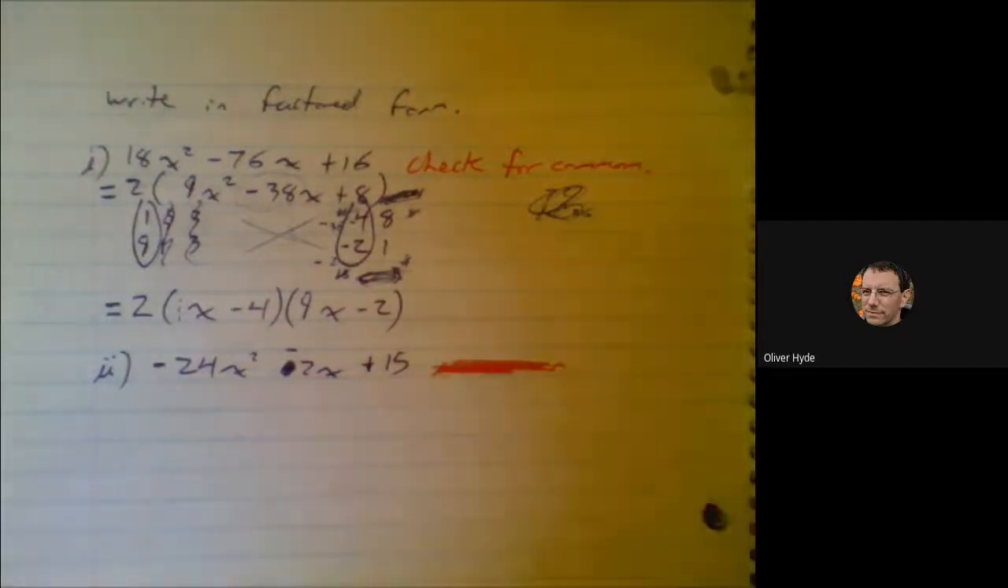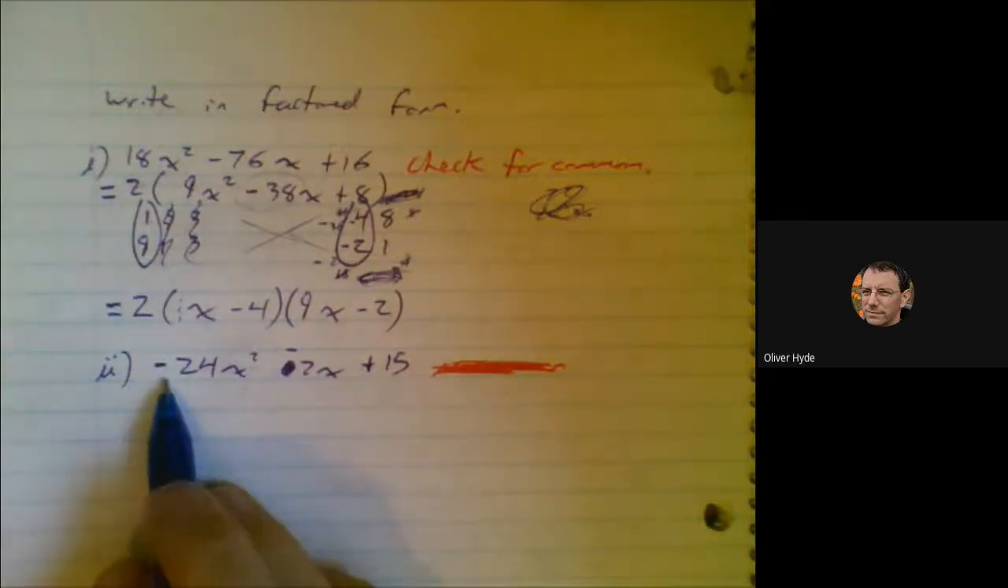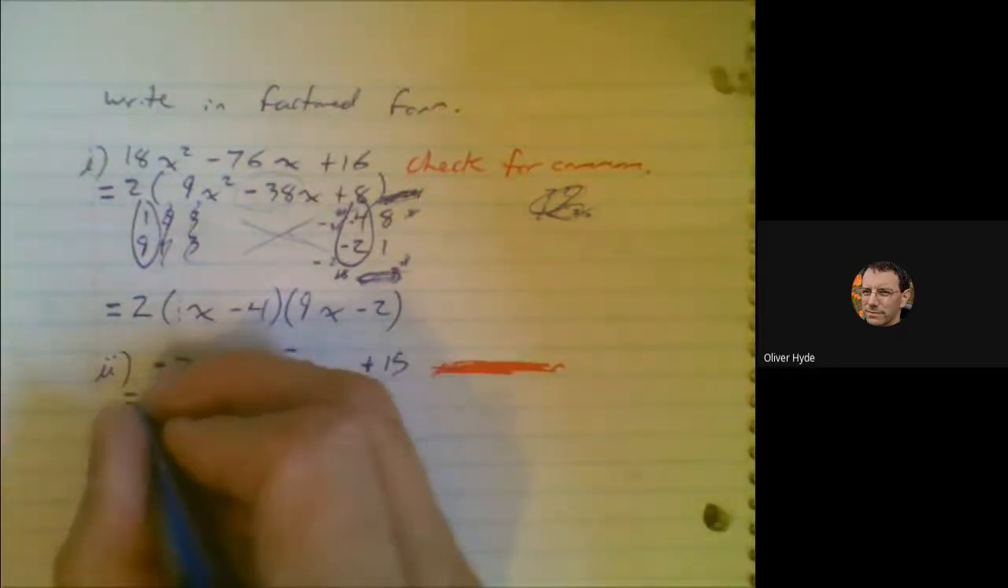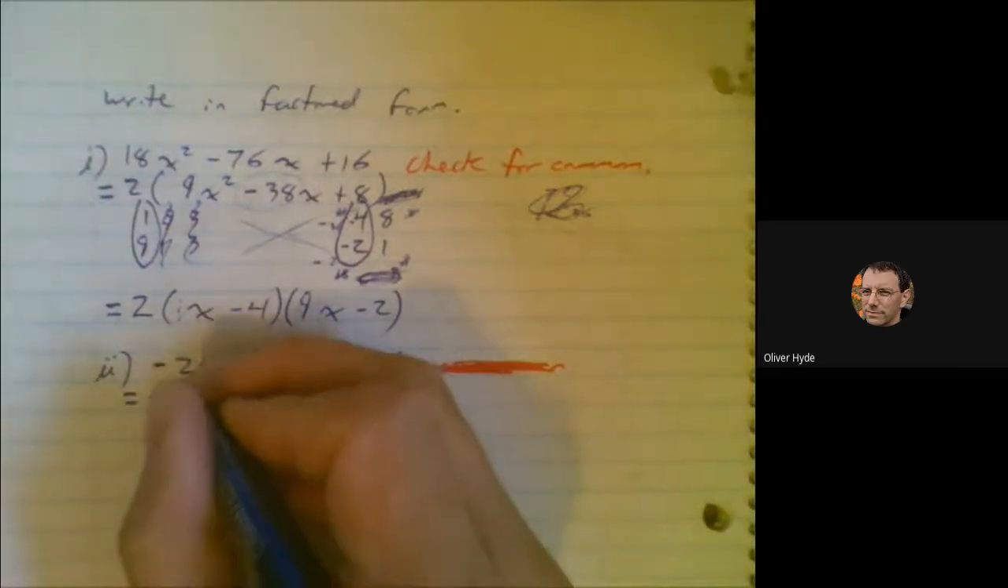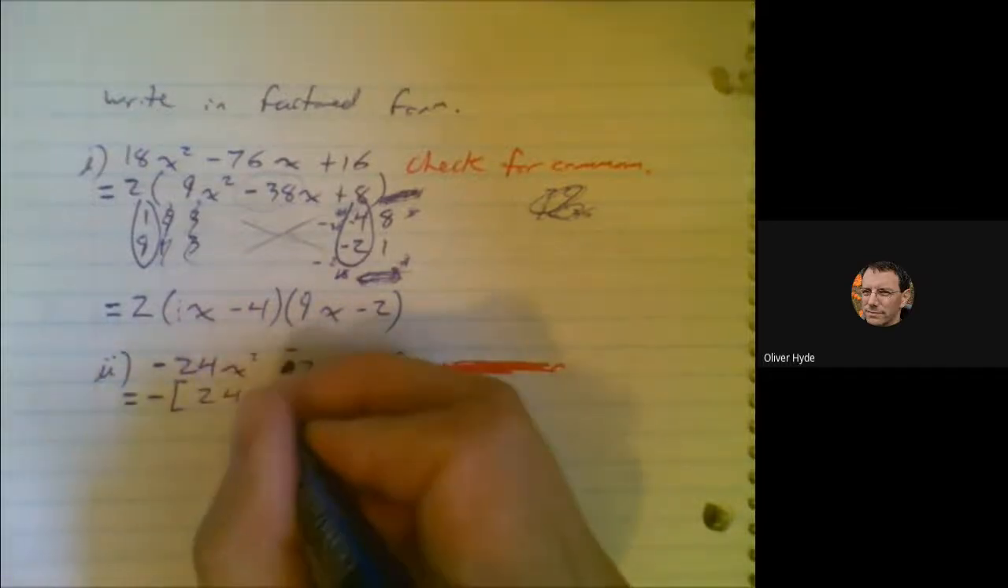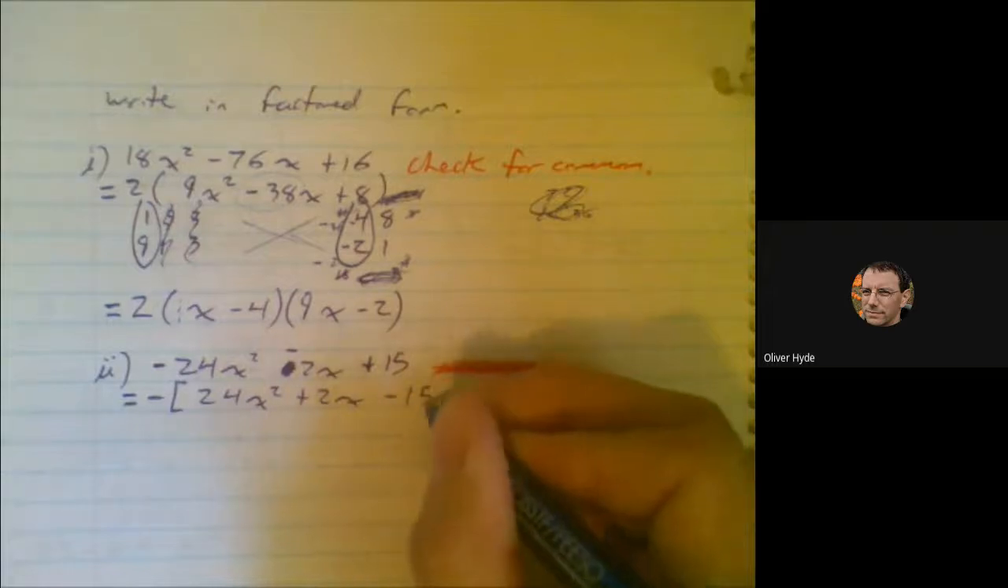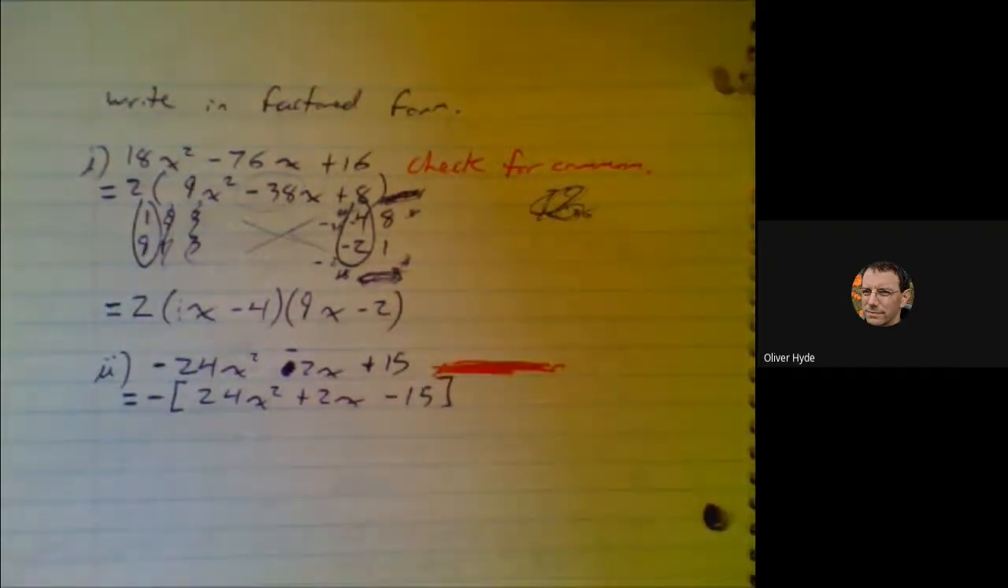I don't like factoring with negatives. It's not a good idea, and it's generally considered improper. I consider it improper to have a leading negative inside a bracket. So let's start by removing that factor of negative 1, leaving me with positive 24x squared plus 2x minus 15, just the opposite of the question that I gave you.